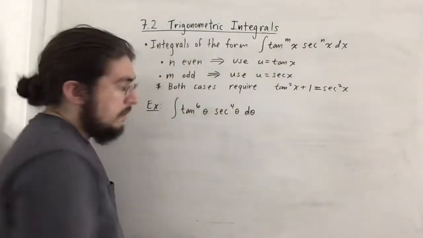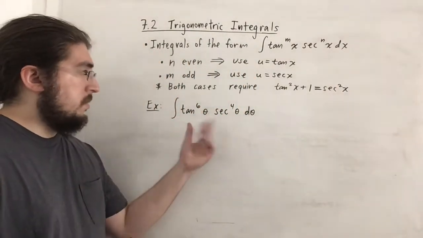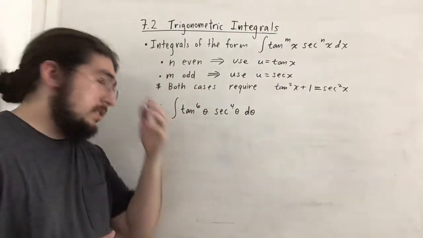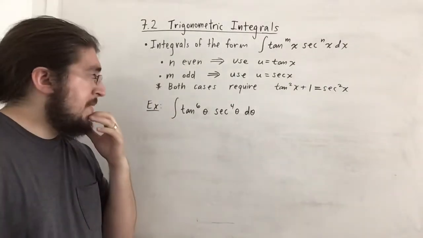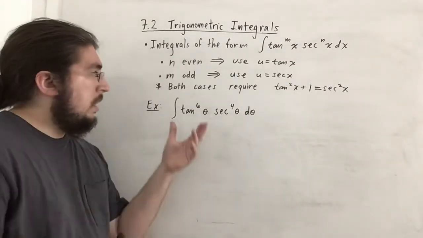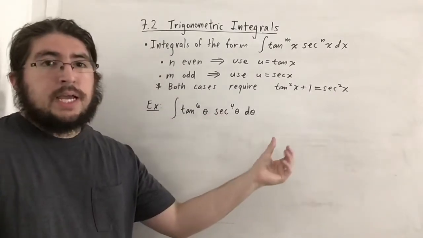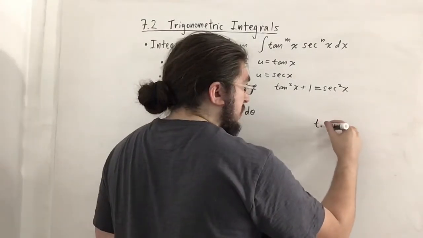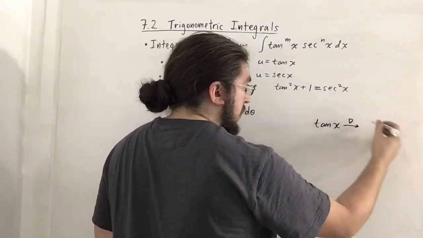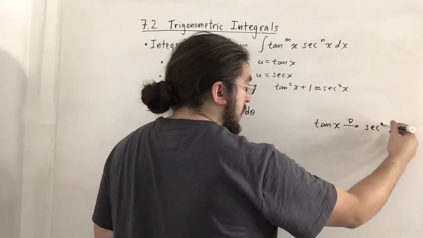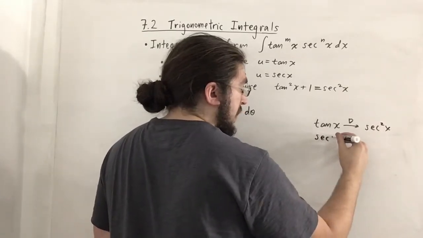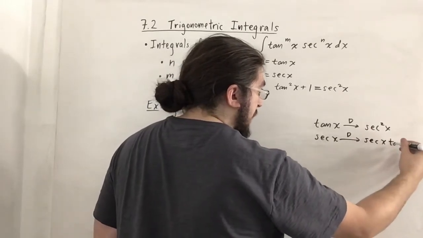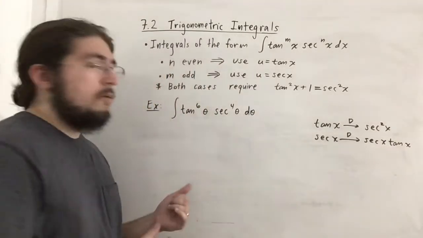But anyways, with that said, let's see if we can figure out what we'll do here. Again, here it says something about which one to use, but I'm going to try to discuss this in a more intuitive way. So basically we have two options. Either we can save secant tangent to the side, or we can save secant squared to the side. The reason is that, recall, the derivative of tangent is secant squared, and the derivative of secant is secant tangent. So for that reason, we want to save one of these pieces off to the side to act as our du for our u substitution.